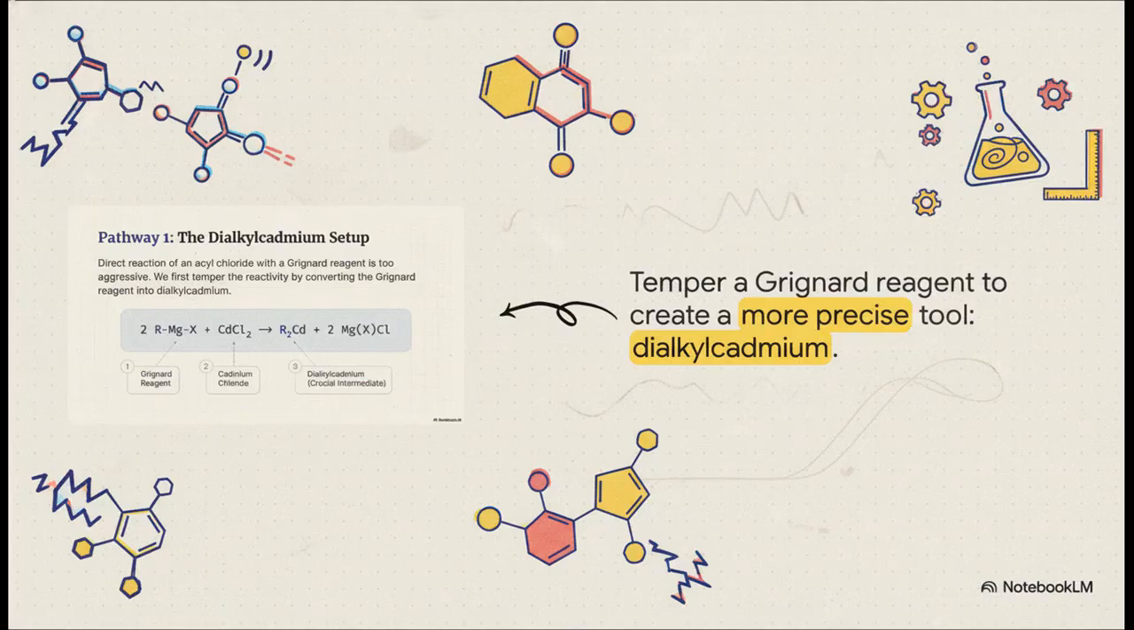And this is the clever workaround. What we do is we take that powerful Grignard reagent, the RMgX you see there, and we react it with cadmium chloride first. This step essentially tames the Grignard. It dials back its reactivity just enough. What we end up with is this new molecule, dialkyl cadmium, which is our crucial middleman. It's a temporary stepping stone that has the perfect Goldilocks level of reactivity for what we want to do next.